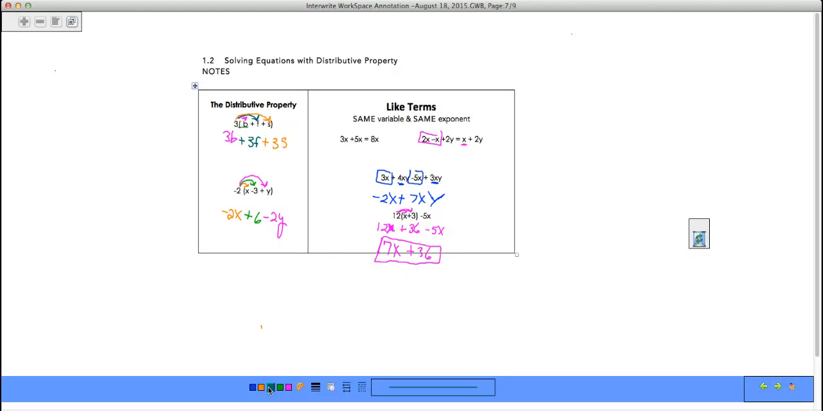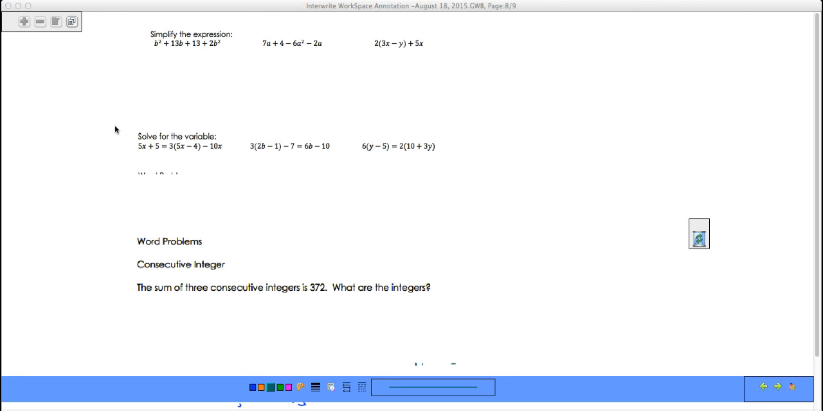All right. Let's try some more. So looking at the next example, I'm going to start out by looking for any terms that match this first one. So I have a b squared. I also have a 2b squared. It's the same variable with the same exponent. So I can combine those. I can't combine it with this because this doesn't have a squared. So combining these, I have 1b squared plus 2b squared, which gives me 3b squared.